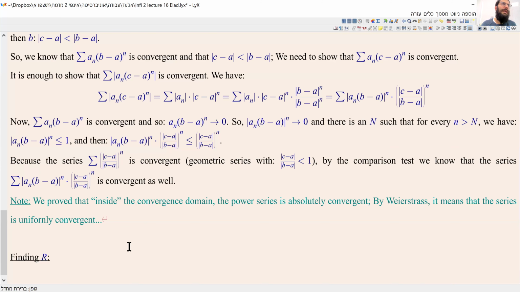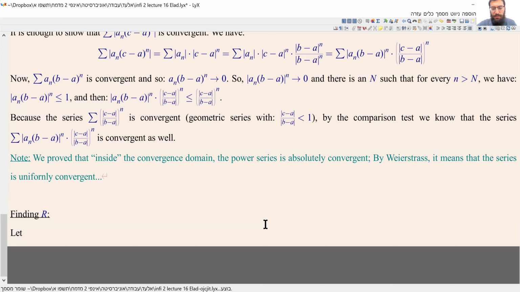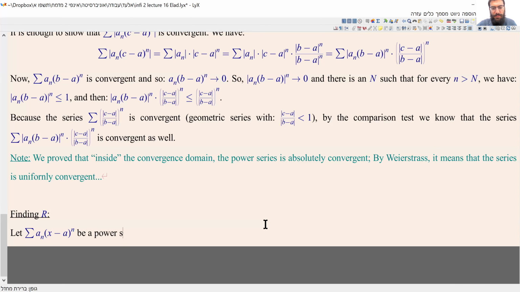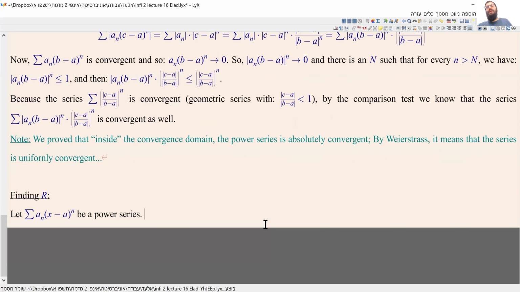We have two basic formulas. I want to explain one of them, then in a note say that the other one works just fine. Let the sum of a_n x to the power n be a power series. How do we find R?